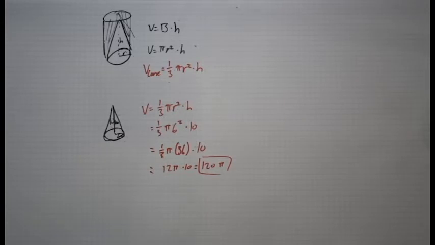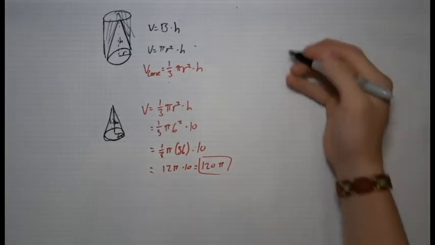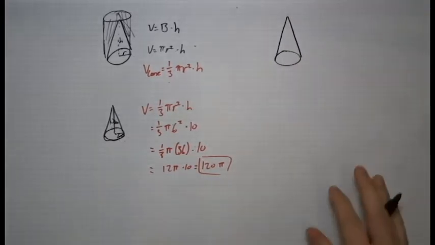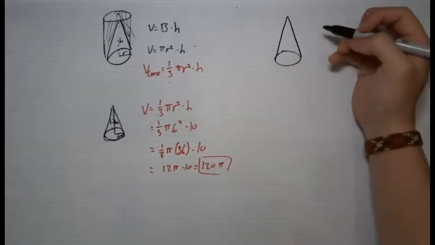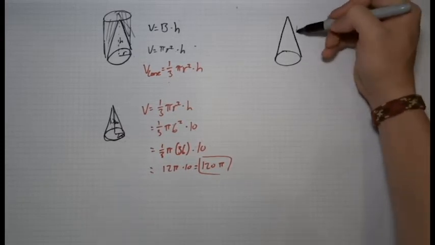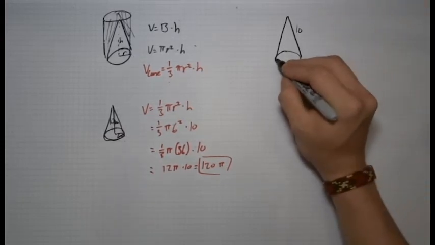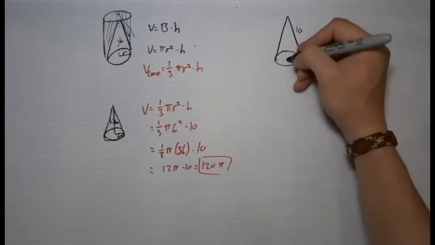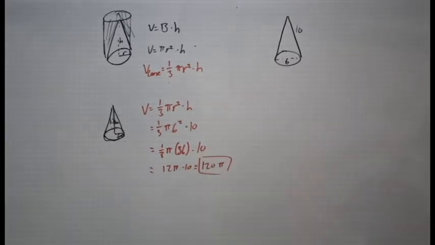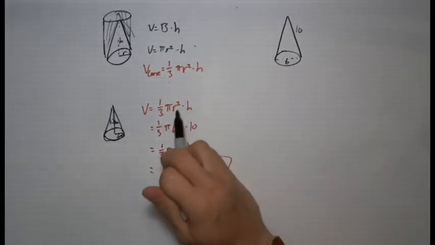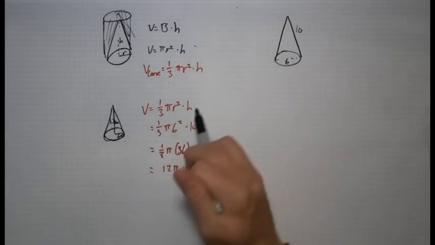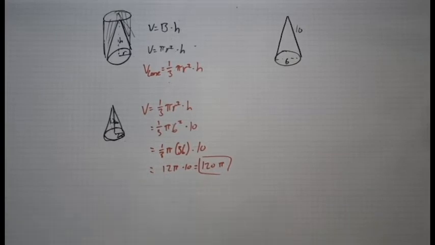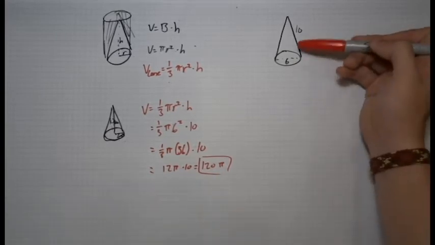All right. Now let's try another one. Here we have another cone. And let's say that the slant length of this cone is 10. And the diameter of this circle, the base, is 6. So we know that we need the radius of our circle and the height. And they didn't give us either in this problem. So we need to figure them out. They give us the slant length and the diameter.